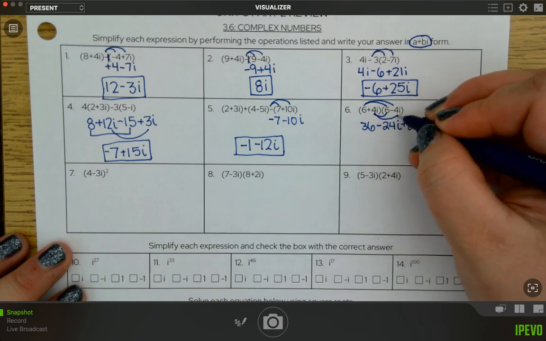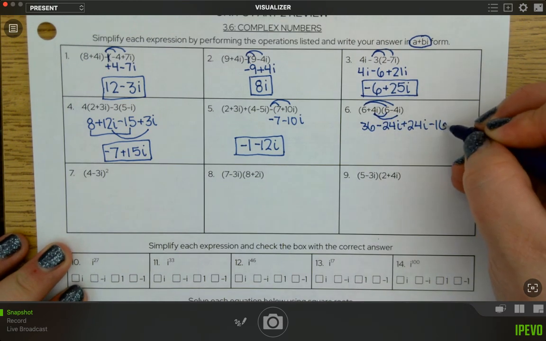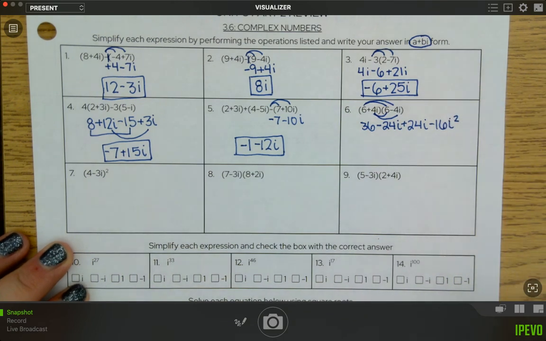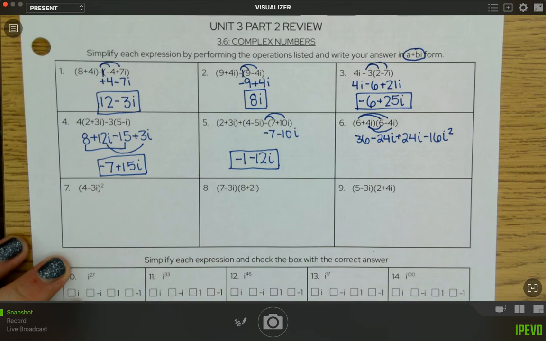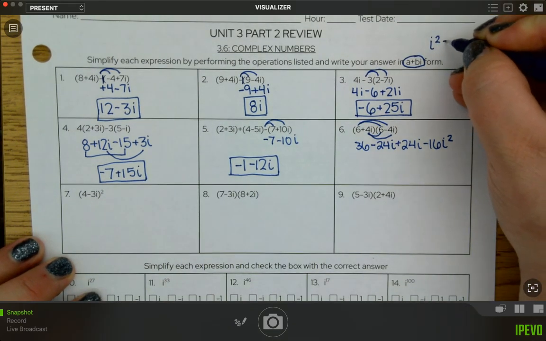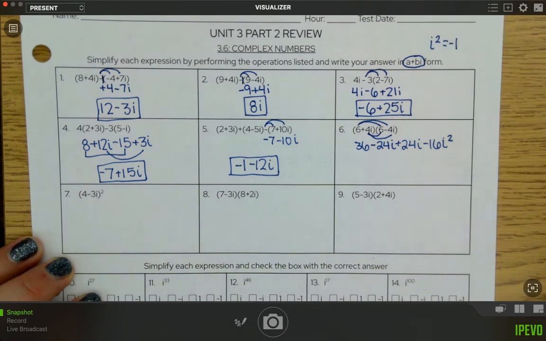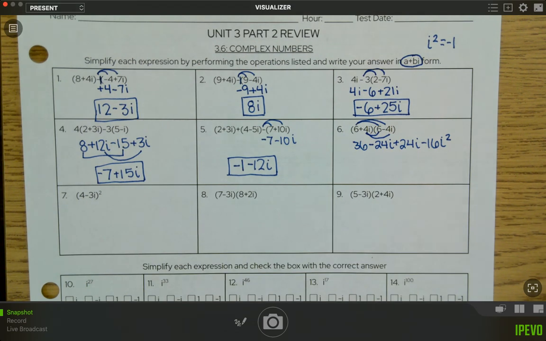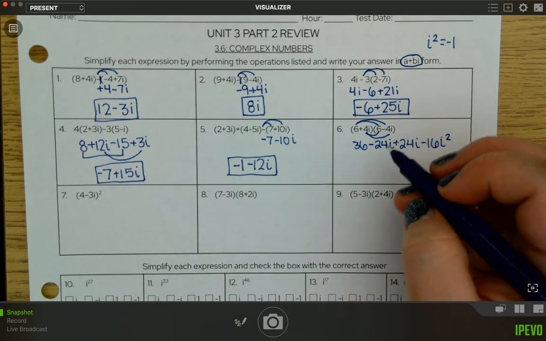And 4i times negative 4i is negative 16. And then i times i becomes i squared. Okay? One rule, I'm going to move my paper down so that I can write up here for you now, is i squared equals negative 1. This is something you're going to need to know for your test, because what we need to do is add together our i's here in the middle.